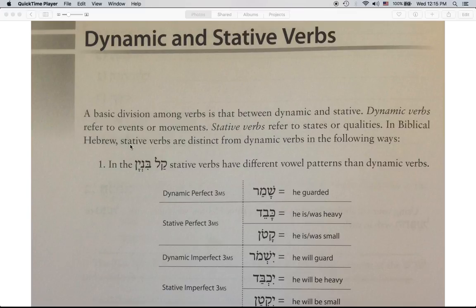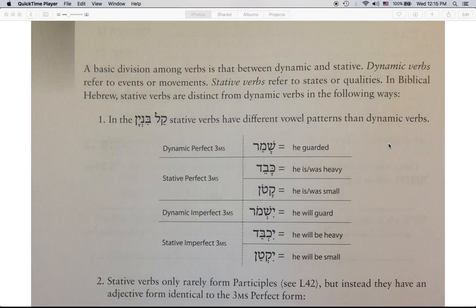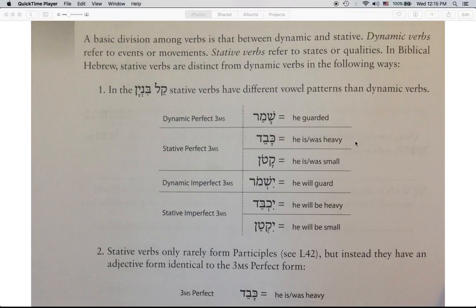In Biblical Hebrew, stative verbs are distinct from dynamic verbs in the following ways. So what we're going to learn here is how to tell the difference between a stative verb and a dynamic verb in Hebrew. There are some signs that will help us know. In the Qal binyan, stative verbs have different vowel patterns than dynamic verbs. So the stative verb is actually spelled different than the dynamic verb.